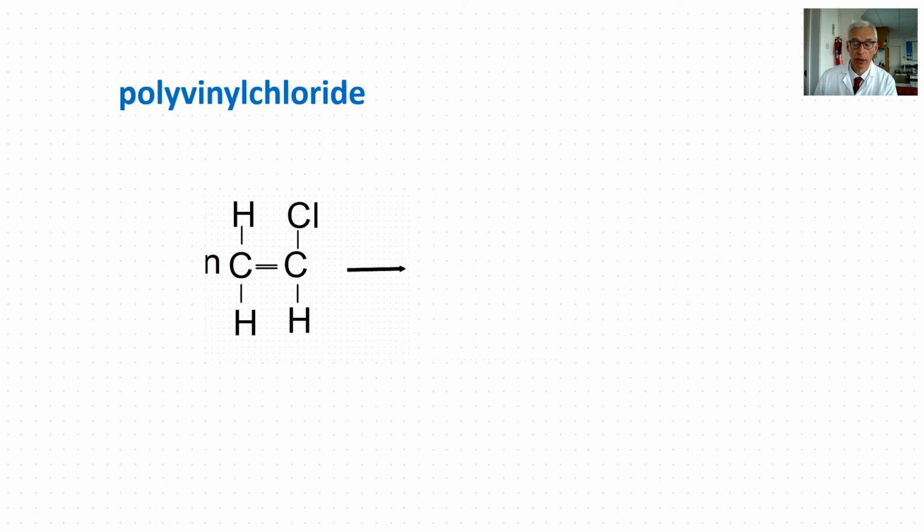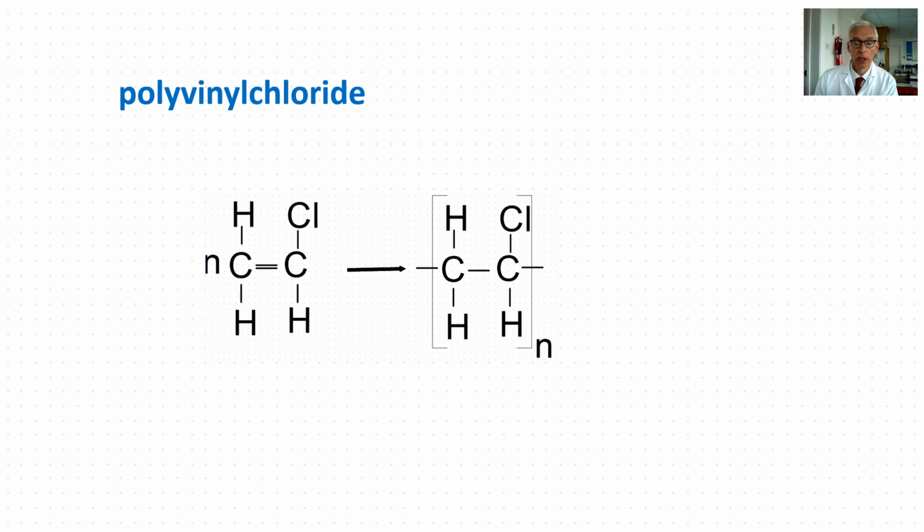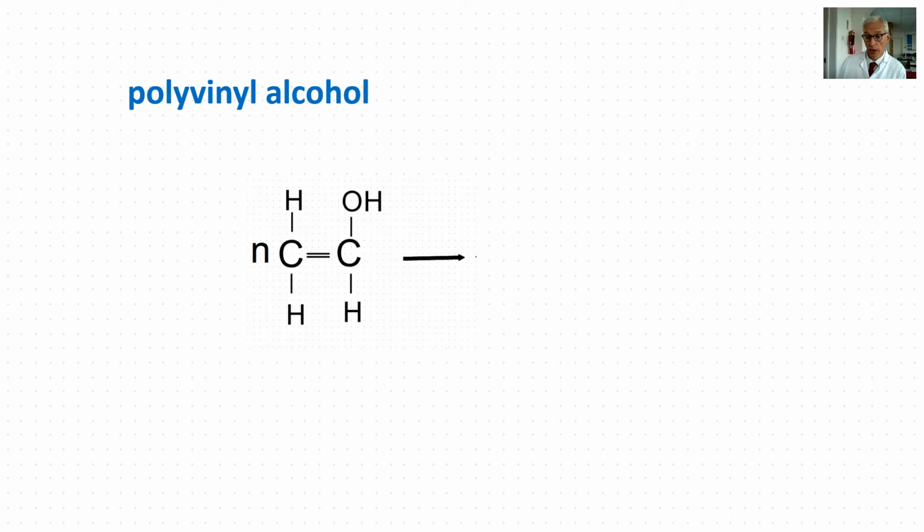So here's a problem. Draw the polymer polyvinyl chloride. So compare your answer to mine, coming up now. So no surprises, I hope. Let's move on to another problem. Okay, so let's move on to polyvinyl alcohol. Represent polyvinyl alcohol. Pause the video, come back when you're ready. Okay, so polyvinyl alcohol is going to look like this.